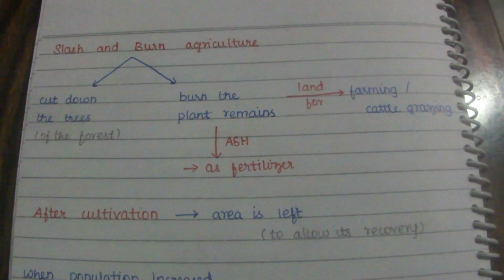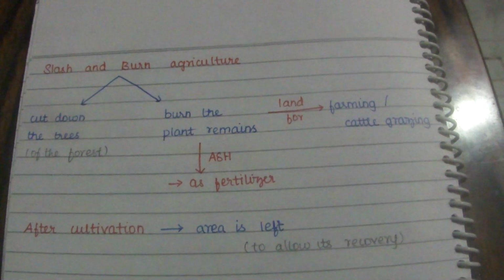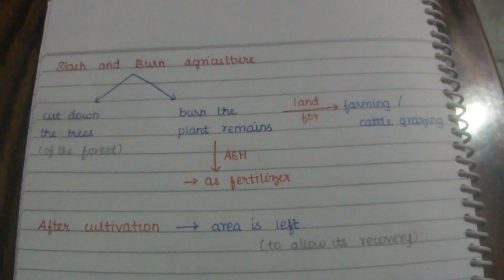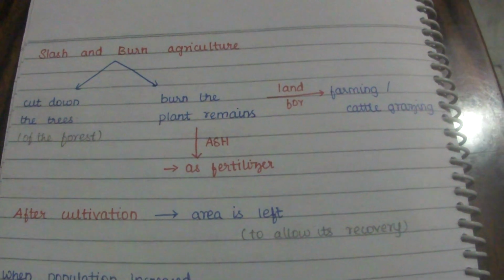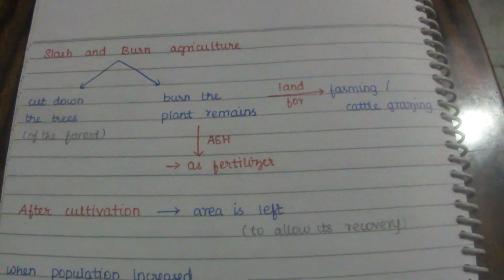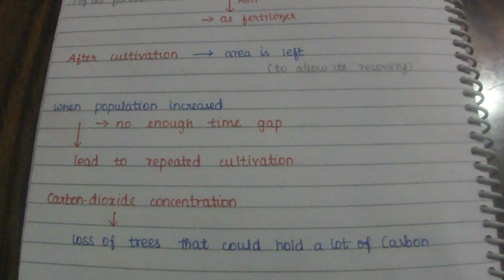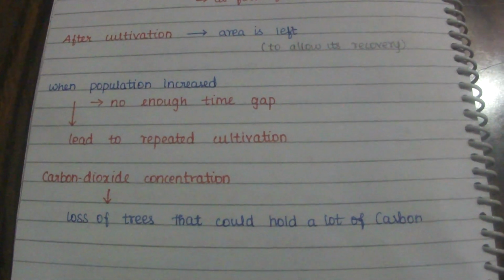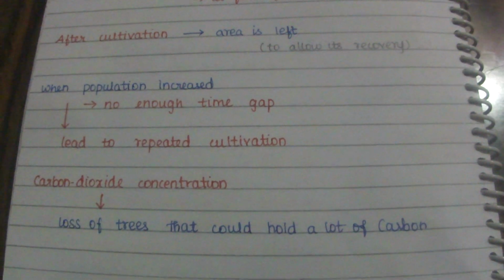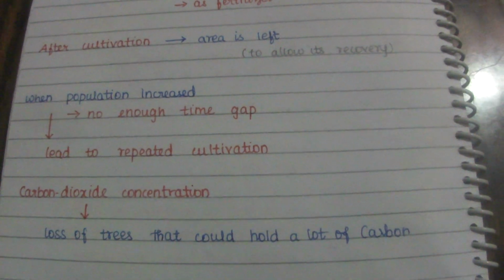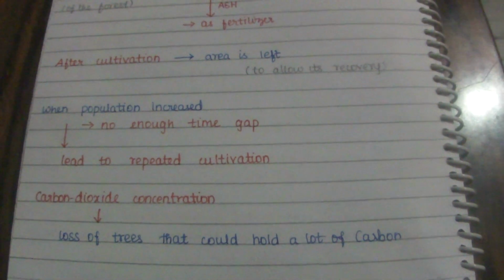When they burn the plant remains, they get ashes and use those ashes as fertilizers. They use the burnt land for farming or cattle grazing. After a particular period of cultivation, the area is left to allow its recovery. In earlier times this jump cultivation was okay because the population was very small and there was enough time gap for the land to recover. But when the population increases, the time gap is reduced, leading to repeated cultivation.